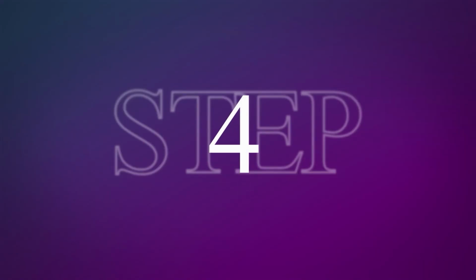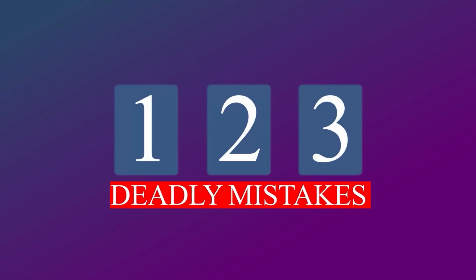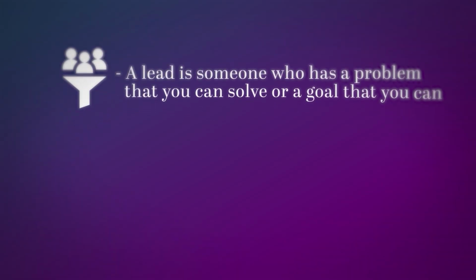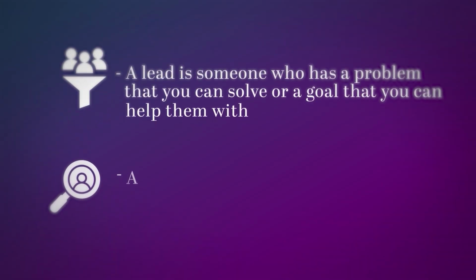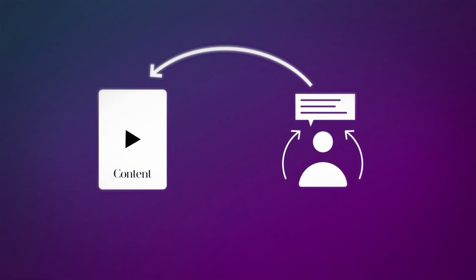Which brings me on to step 4 of the Instagram funnel, which is when you're actually having a conversation with somebody. There are 3 deadly mistakes that I see people make when doing this. The first mistake is speaking to the wrong people, because there is a huge difference between a lead and a prospect. A lead is someone who has a problem that you can solve or a goal that you can help them with, whereas a prospect is someone who actually has the intent of wanting to become your client.